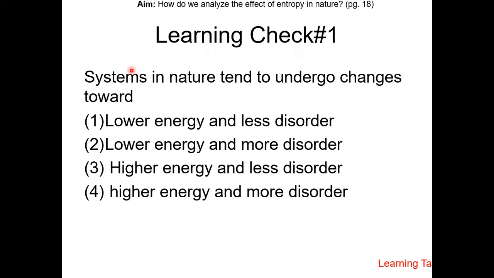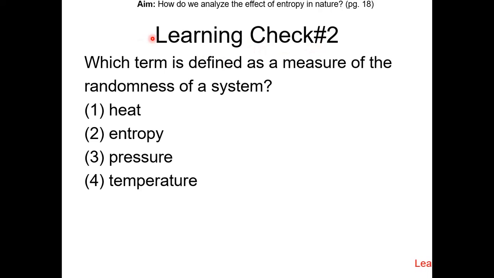Learning check number 1. Systems in nature tend to undergo changes towards what? Pause the video and resume once completed. The answer is choice 2, lower energy and more disorder. Learning check number 2. Which term is defined as the measure of randomness of a system? Pause the video and resume once completed. The answer is choice 2, entropy.